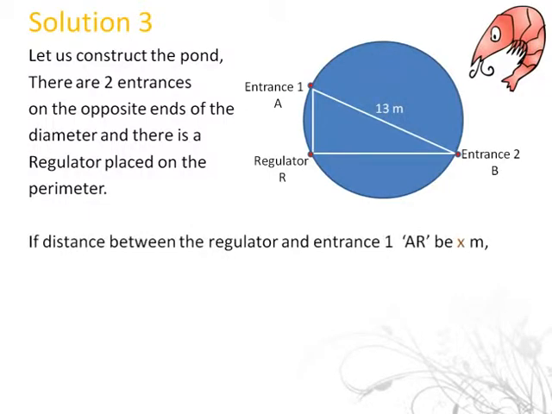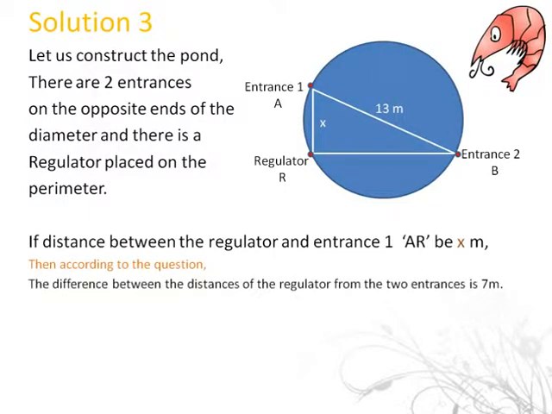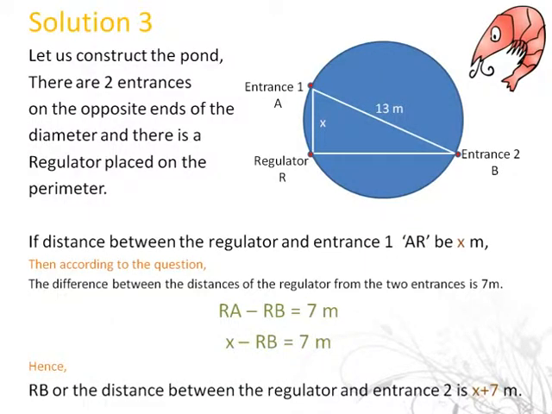If the distance between the regulator and the first entrance, that is RA, be x meters, then we have the information given in the question that the difference between the distances of the regulator from the two entrances is 7 meters. Hence, RB minus RA equal to 7 meters, which on rearranging yields RB is simply x plus 7 meters. So the distance between the regulator and the second entrance is x plus 7 meters.